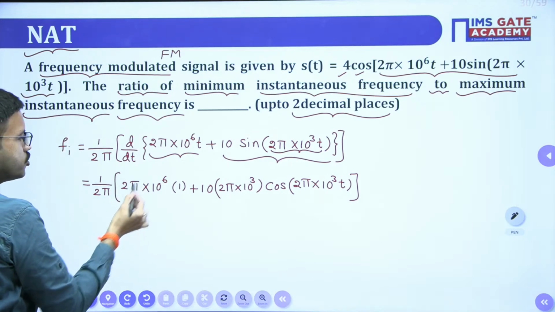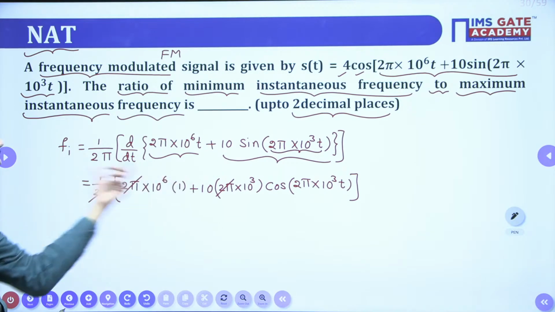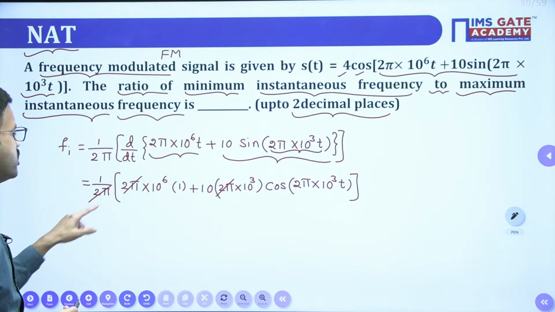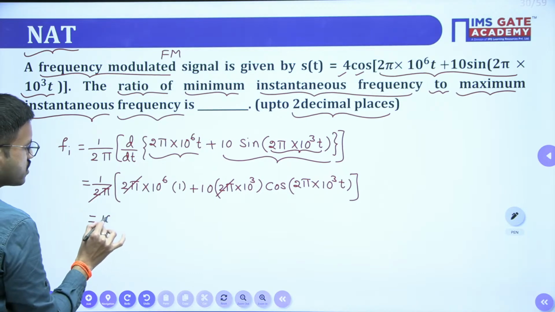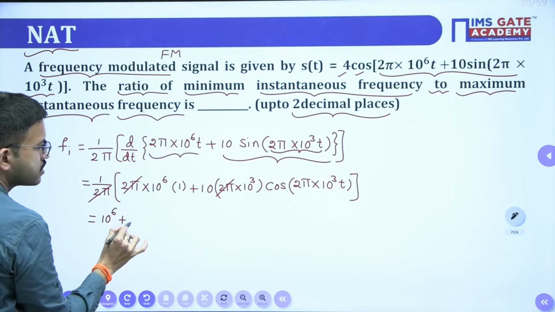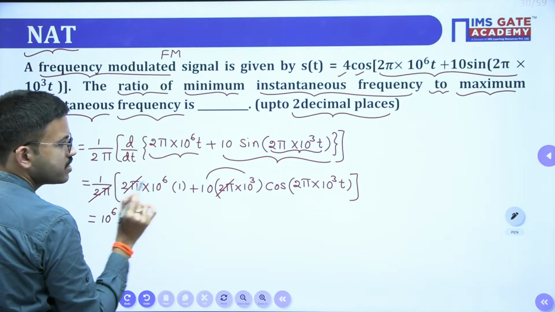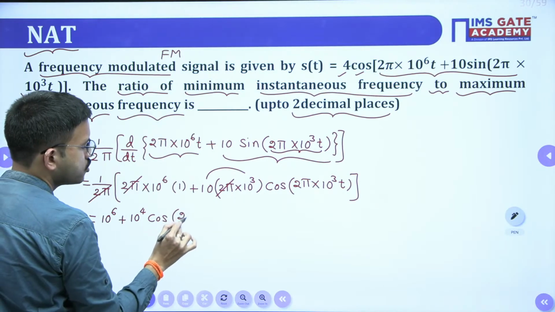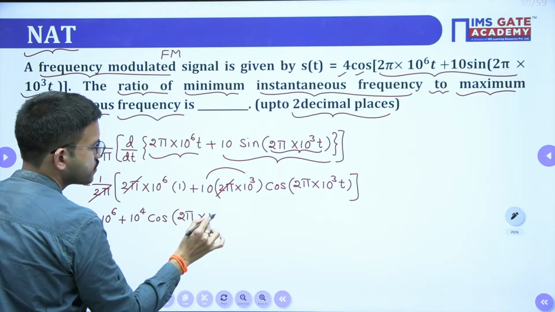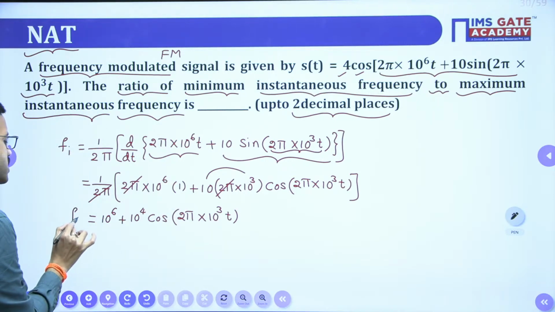If you observe, you can take 2 pi common from the numerator, and it will get cancelled with the 2 pi in the denominator. Now what are you getting? 10 power 6 plus 10 into 10 power 3, which is nothing but 10 power 4, and then the cos signal: cos of 2 pi into 10 power 3 t. So this is the instantaneous frequency.